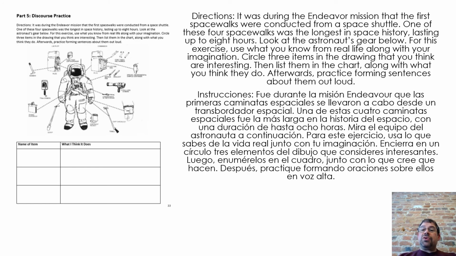Directions. It was during the Endeavour mission that the first spacewalks were conducted from a space shuttle. One of these 4 spacewalks was the longest in space history, lasting up to 8 hours. Look at the astronaut's gear below. For this exercise, use what you know from real life along with your imagination. Circle 3 items in the drawing that you think are interesting. Then list them in the chart along with what you think they do. Afterwards, practice forming sentences about them out loud.